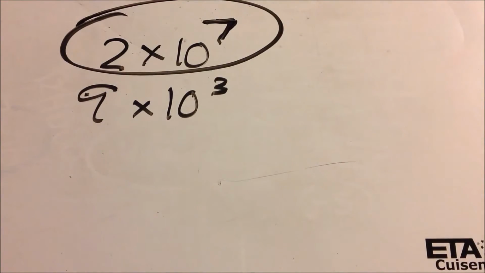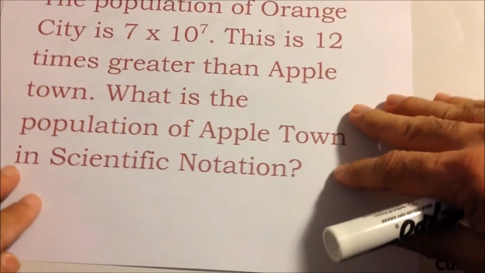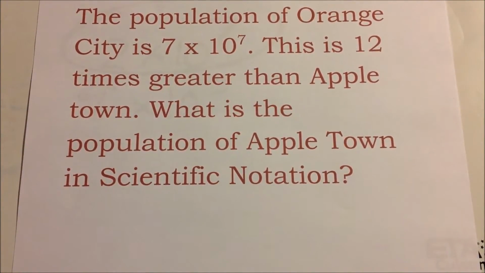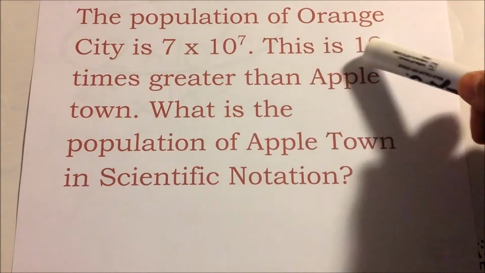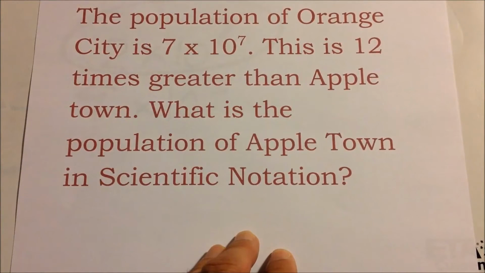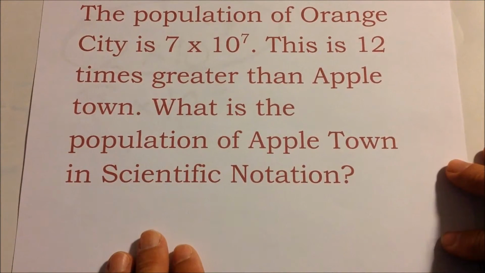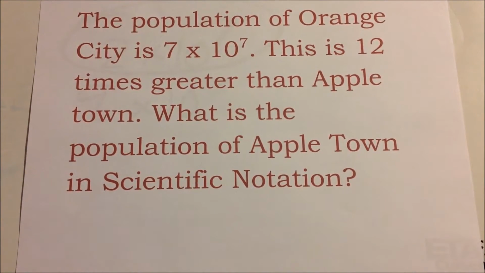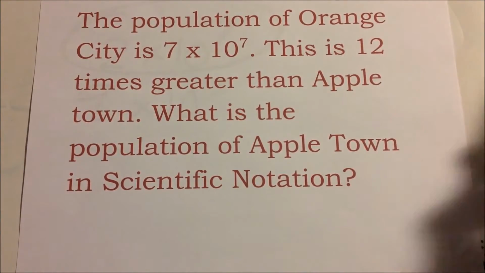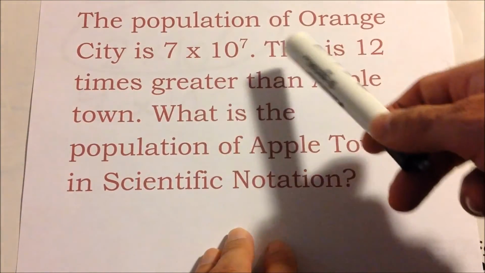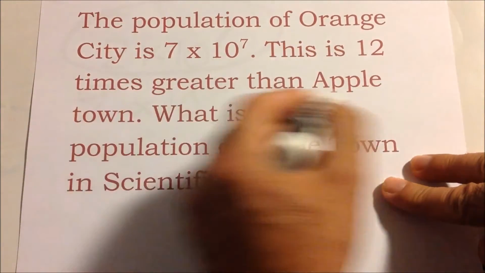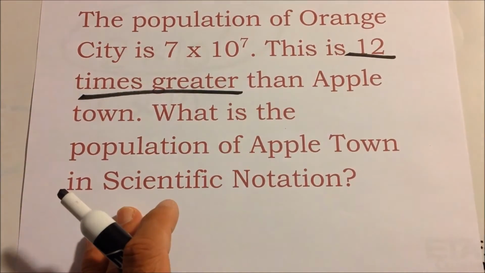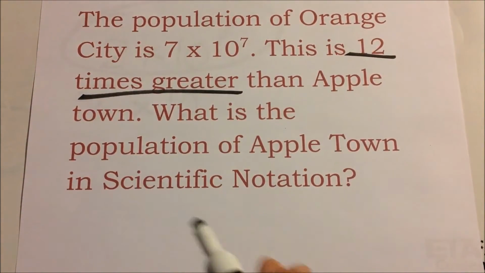Let's look at another word problem. Try to figure out if this is division or multiplication. So the population of Orange City is 7 times 10 to the 7th power. This is 12 times greater than Appletown. So what is the population of Appletown? Now, first of all, looking at this, which one is bigger? Is Orange City bigger than Appletown? Yes, right? They're saying that Orange City is 12 times greater. Now, we don't want to multiply here because then that'll make Appletown bigger.